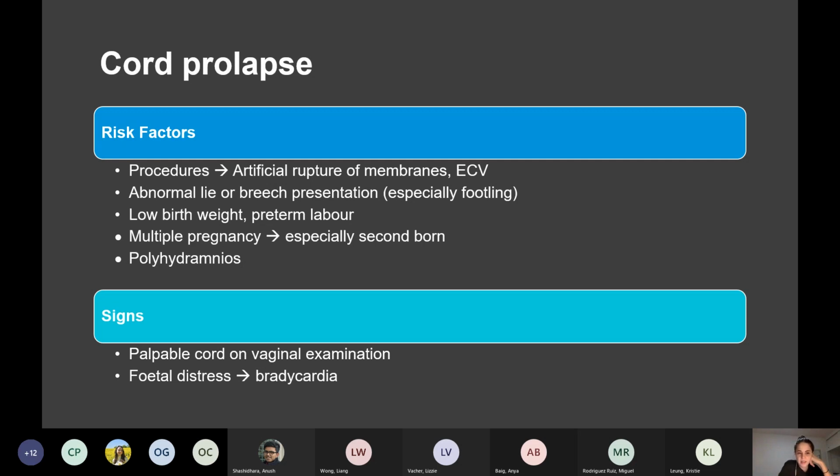So risk factors for this, as I said, are artificial rupture of membranes and ECV. Does anyone know what ECV is? And can anyone think why it might be a risk factor?